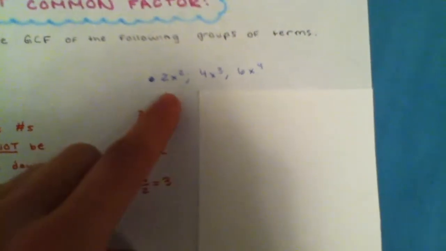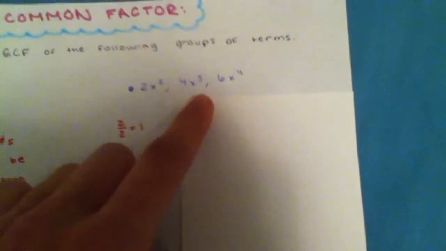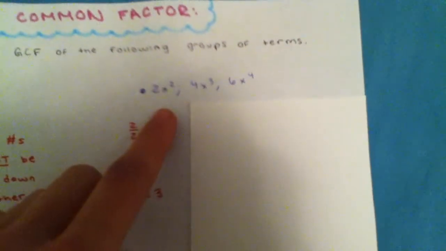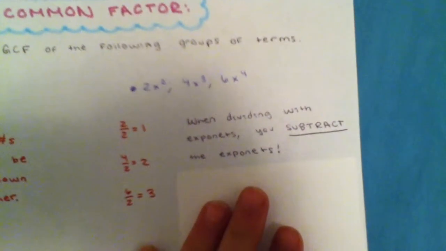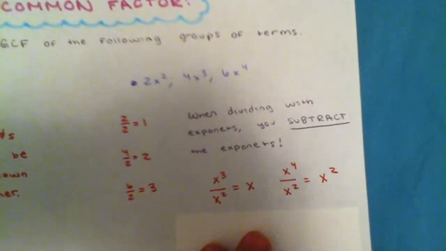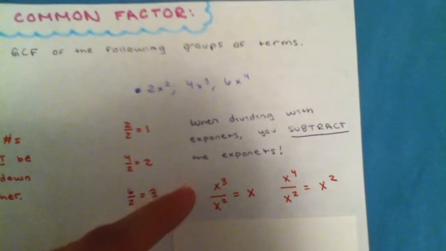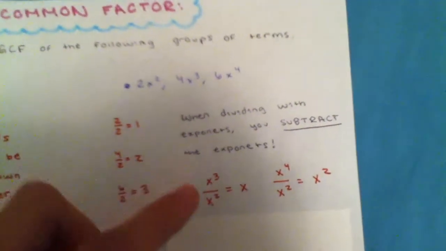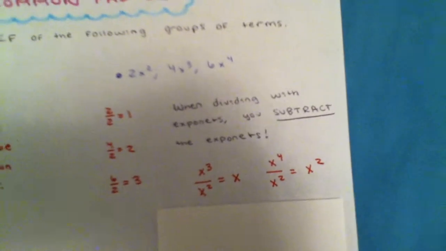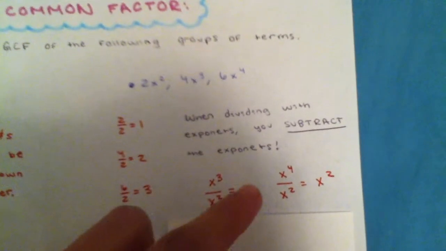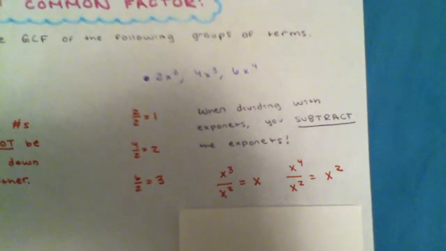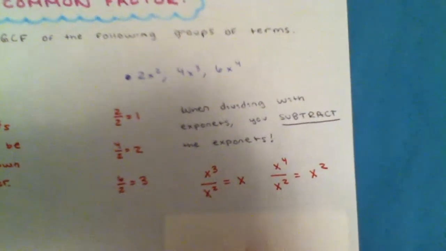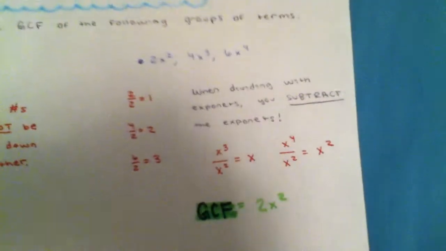We still have to do something with these exponents. X squared, x cubed, and x to the fourth. X squared is our lowest exponent, so I'm going to divide x cubed and x to the fourth by x squared. But when dividing by exponents, you subtract the exponents. So x cubed divided by x squared equals x, because 3 minus 2 is 1, so we still have 1 x left. X to the fourth divided by x squared equals x squared, because 4 minus 2 equals 2. So if we combine the 2 over here with the x squared, our greatest common factor is 2x squared.